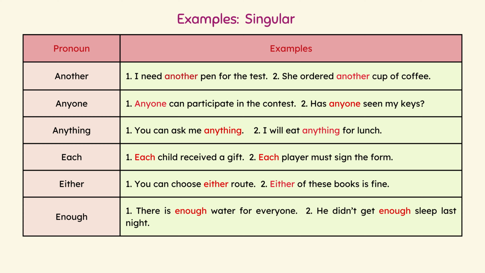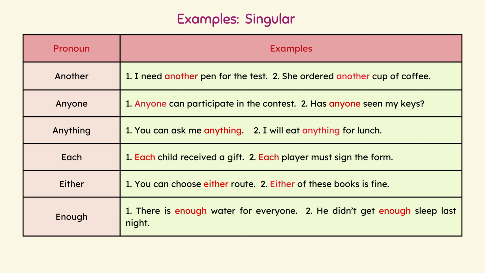Anything. You can ask me anything. I will eat anything for lunch. Anything means one non-specific thing. Each. Each child received a gift. Each player must sign the form. Each refers to every member of a group individually, one by one.